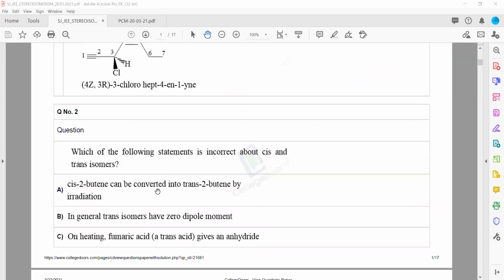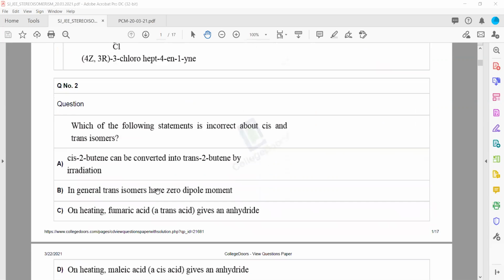Second one: which of the following statements is incorrect about cis and trans? Now you might not know about all the options, but looking at one of the options, you can confirm that it is definitely incorrect, and that was option C. Because on heating, fumaric acid doesn't give an anhydride. Only maleic acid can form an anhydride, because the two COOH groups lie on the same side. The other options are correct. Let's understand them.